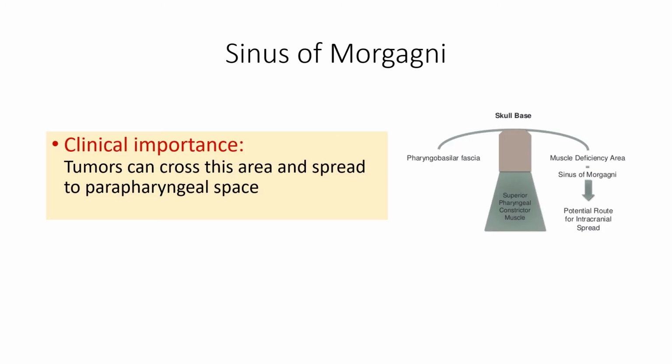So the sinus of Morgagni is a muscle deficiency area and its clinical importance is it's the potential route for the spread of the intracranial tumors to the parapharyngeal space. So that is the importance of sinus of Morgagni.